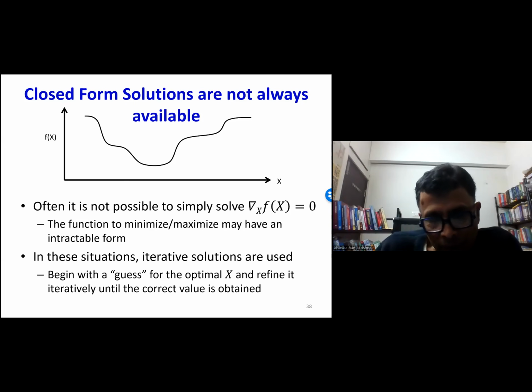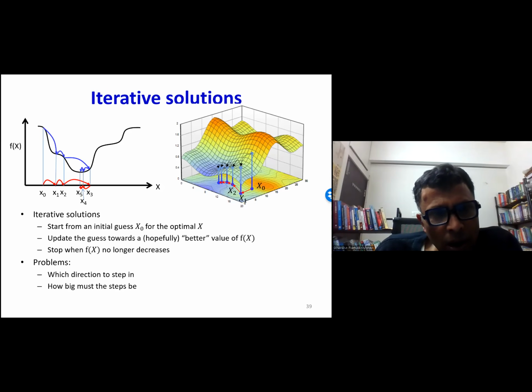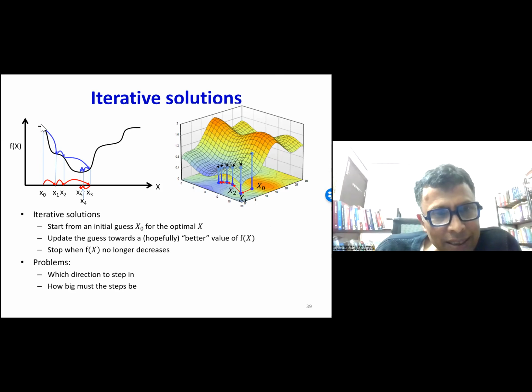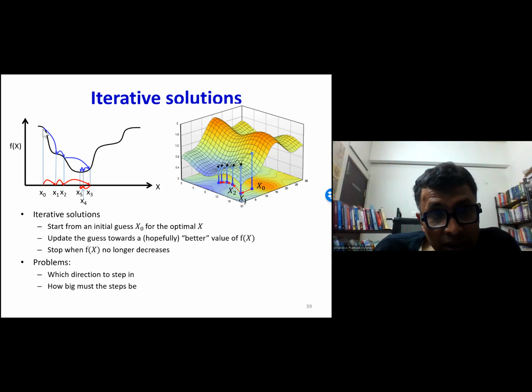You need iterative solutions. We begin with a guess for the optimal x, and then refine it iteratively until the correct value of x is obtained. So if you have a function of this kind, you'd start off at some initial guess of the minimum and say, I think maybe the minimum is here. So you check the function value and you check, is the function really a minimum here or not? And how would you know if it's a minimum or not? You can run your tests, check the slope, check the second derivative, right?